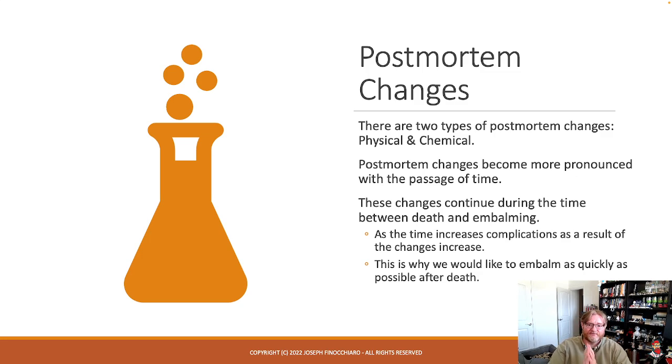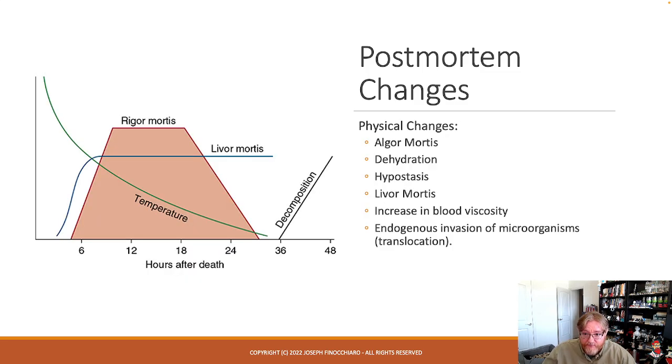There are 2 types of changes, physical and chemical. Postmortem changes become more pronounced with the passage of time. These changes continue during the time between death and embalming. As the time increases, complications as a result of the changes increase as well. This is why we want to embalm as quickly as possible after death. The sooner we can arrest those changes, the better product we can provide if we're doing our jobs well.